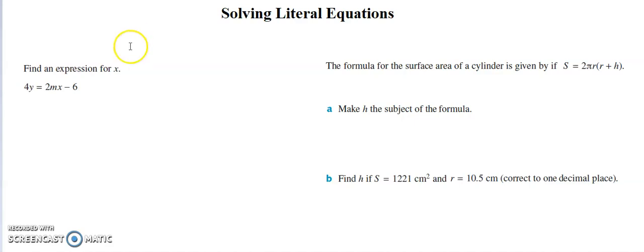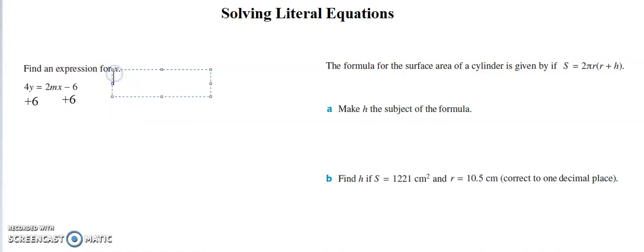Solving literal equations. The first question we are going to be looking at is find an expression for x. So when we are finding an expression for x, we are transposing the equation. We're manipulating it to try and get x by itself. To start off, we are going to get rid of a constant on the x side, the plus 6. But that also means we are going to add 6 onto my left-hand side.